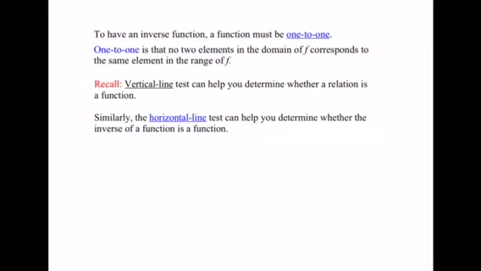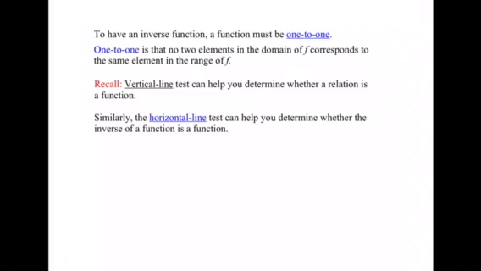Now some information about inverses. To have an inverse function, a function must be what we call one-to-one. If you have a function and you want its inverse to be a function, it has to be one-to-one. What is one-to-one? One-to-one means that no two elements in the domain of f correspond to the same element in the range of f. Read that again: no two elements in the domain of f correspond to the same element in the range of f.